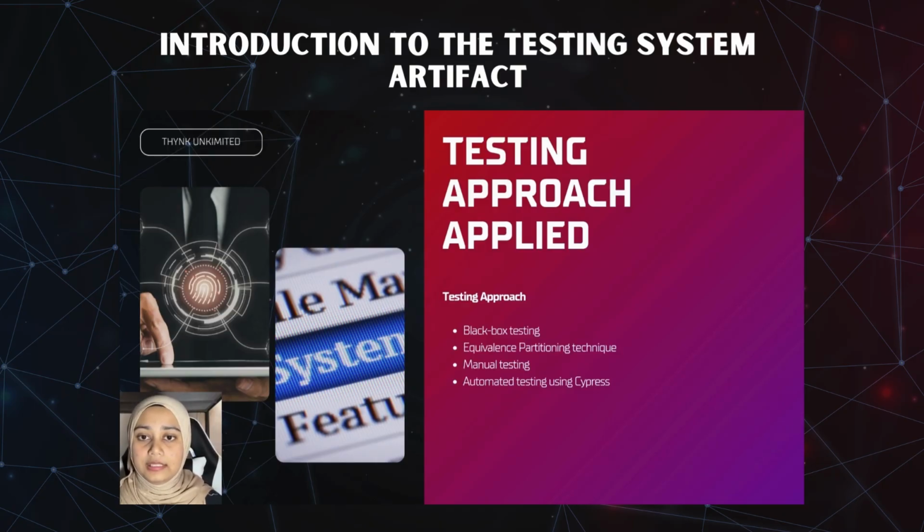Both manual testing and automated testing using the Cypress were applied. Manual testing was used to observe system behavior directly, while Cypress automation was used to support regression testing and repeated validation. For automated testing, Cypress execute the test case and Allure was used to generate structural test execution report.